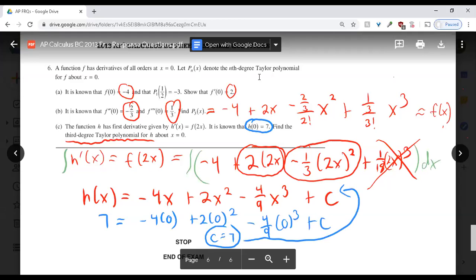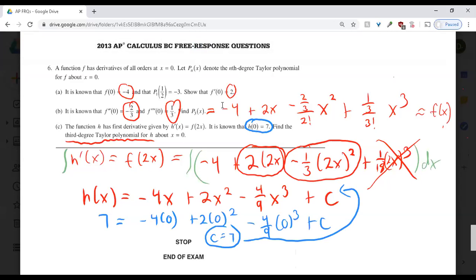So my final answer, if I can fit it somewhere here. My final answer is going to be h of x equals -4x plus 2x squared minus 4/9 x cubed plus 7.